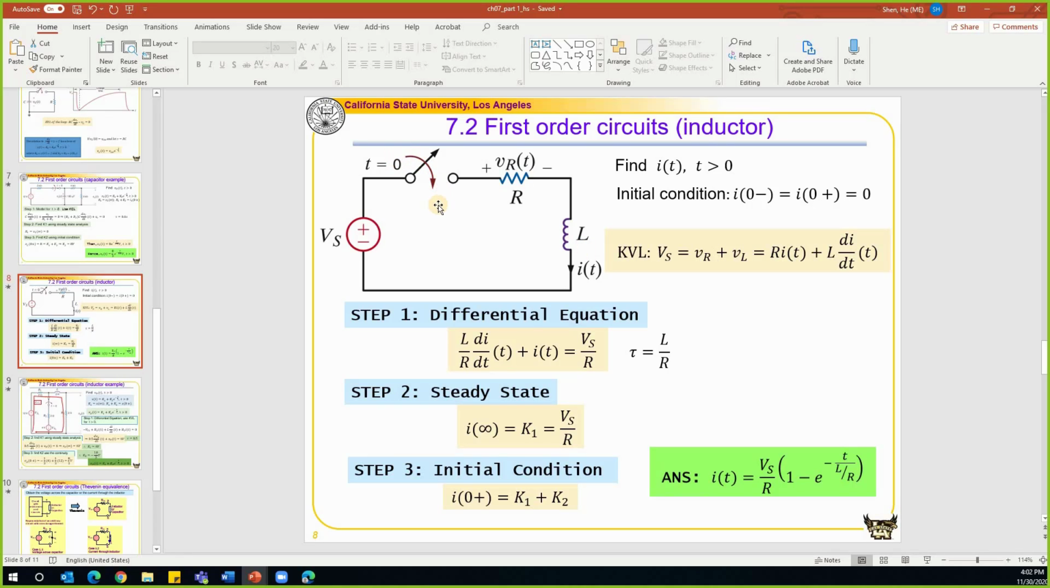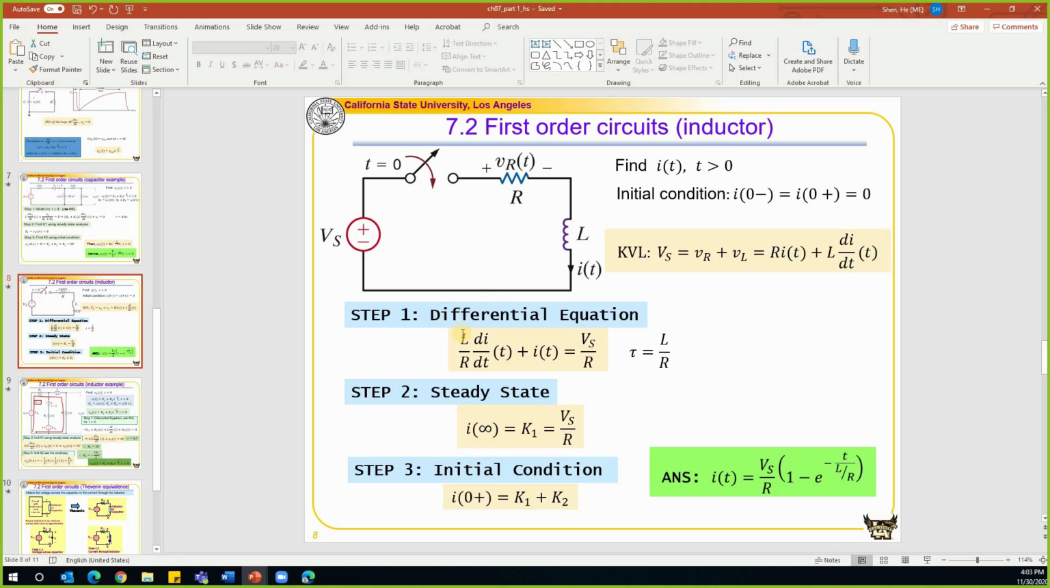And once we switch this on, the initial current for L, at time t equal to 0 plus, is also equal to 0 because of the continuity property for inductors. The voltage for a capacitor is continuous, and the current for an inductor is continuous. So this is the continuity property that you need to remember. So the same thing, the first step, we're going to find the differential equation.